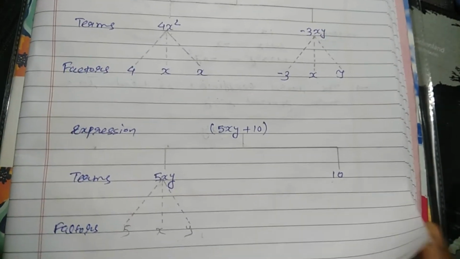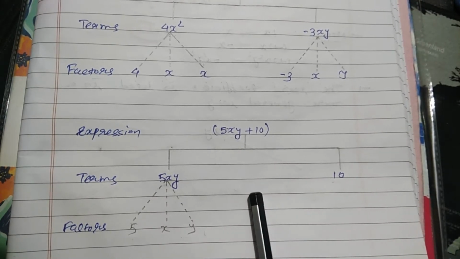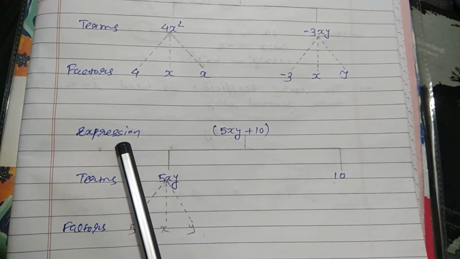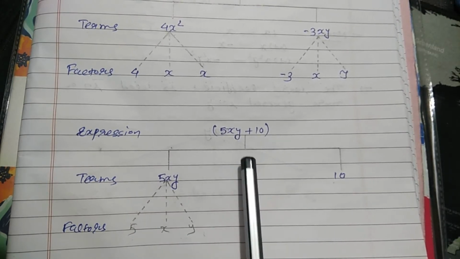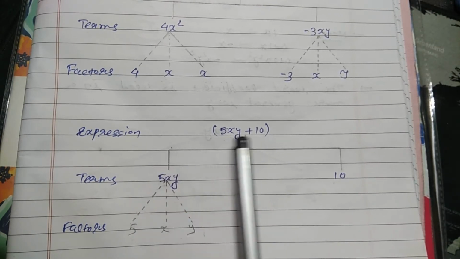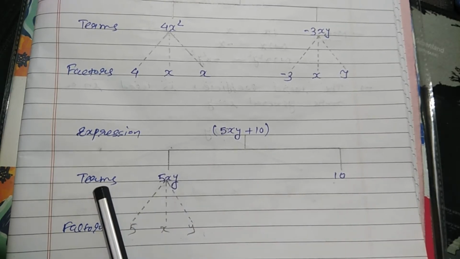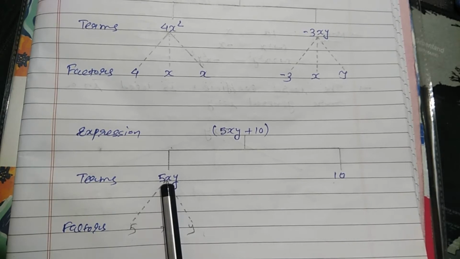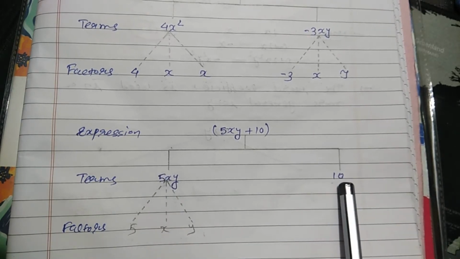Another example, here the expression 5xy plus 10. Here we will draw the tree diagram. You have to write the expression 5xy plus 10, and then draw the continuous line. As there are two terms, we will divide it into two parts. Here we will write the first term 5xy, and here you have to write the second term, that is 10.